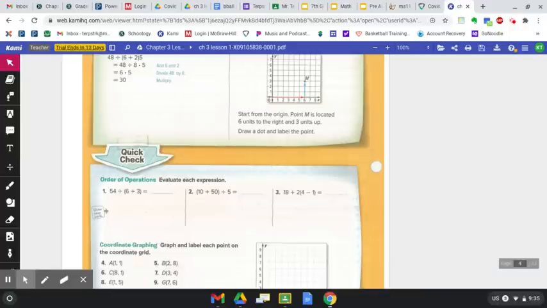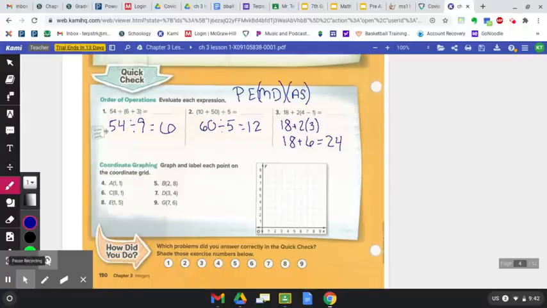All right, we're going to get started here in chapter 3, talking about integers. And specifically today, we'll talk about integers and absolute value. But before we get started, I'd like you to work here on page 190, and you're going to do number 1, number 2, and number 3. All right, you're going to work on those 3 problems. So pause the video and see if you can reflect back and do the order of operations to solve each of those.